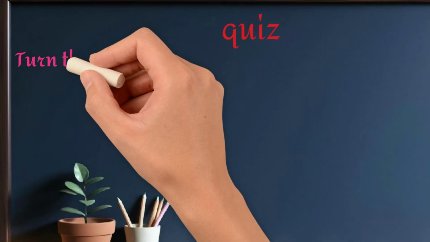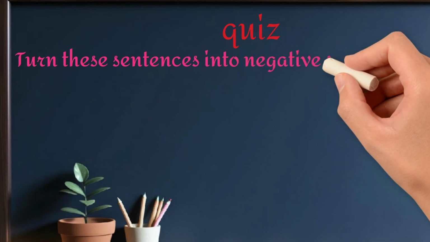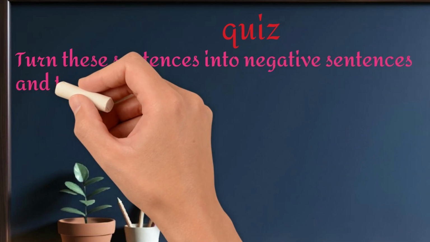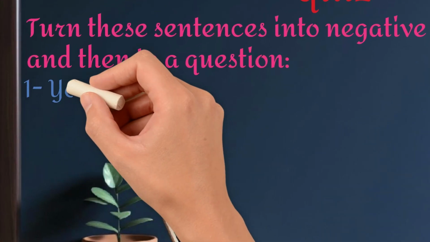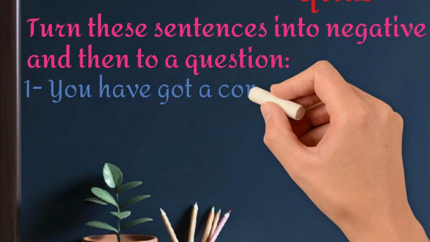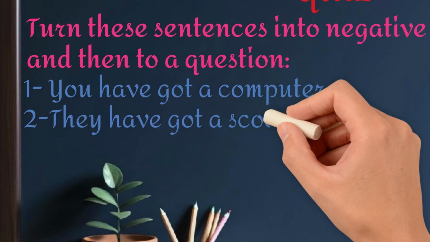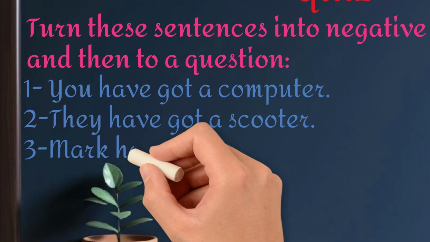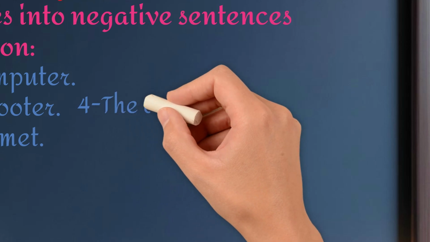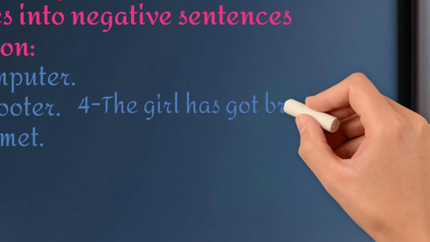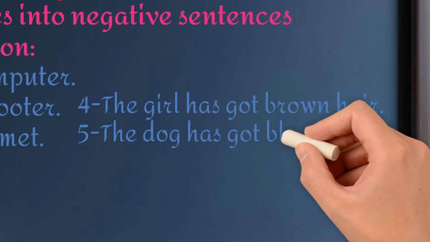Now, time for the quiz. I want you guys to turn the following sentences into negative sentences and to questions. 1. You have got a computer. 2. They have got a scooter. 3. Mark has got a helmet. 4. The girl has got brown hair. 5. The dog has got black eyes.